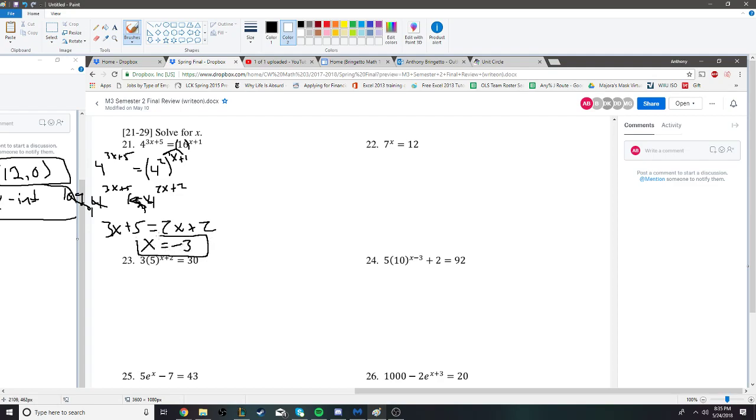I'm going to skip the simple steps from here on out. For this, since they don't have common bases, we're going to have to take log base 7 on both sides.